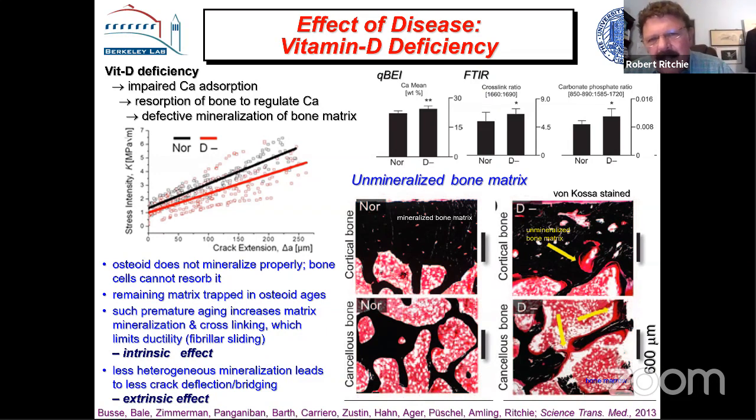And so vitamin D deficient bone basically ages prematurely, and that's what the effect is. Things I talked about before, the premature aging means there's a much bigger increase in cross-linking. This is a measure of the cross-link, in the deficient bone and in the normal bone. There's an elevation in the cross-linking, and of course that limits the plasticity, and we get this deflection effect again.